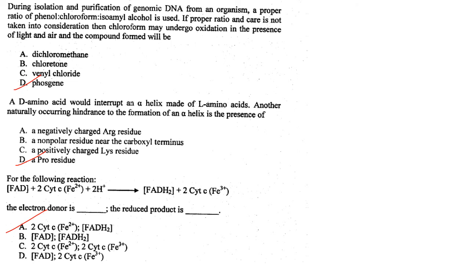Then next one. For the following reaction, FAD plus 2 cytochrome C Fe2+ plus 2H+ give FADH2 plus 2 cytochrome C Fe3+. The electron donor is... The fully oxidized FAD is converted to the reduced form FADH2 by receiving 2 electrons and 2 protons. So the reduced product is FADH2, and the electron donor is 2 cytochrome C Fe2+. So answer is option A.